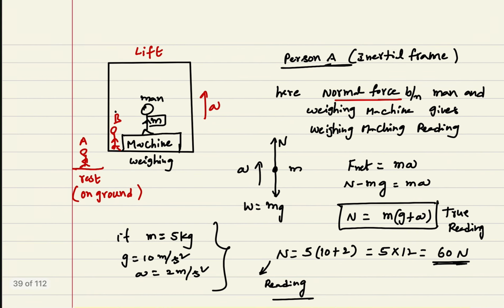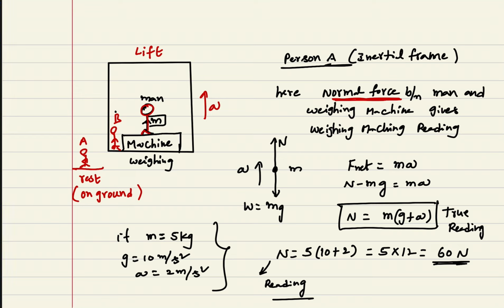I have taken a lift. In this lift, a man of mass m is standing on a weighing machine. There are two persons observing how the weighing machine reading can be found, without looking at the machine, by applying Newton's laws. Before that, what gives the reading of the weighing machine? Generally, the normal contact force between the man and the weighing machine gives the reading.